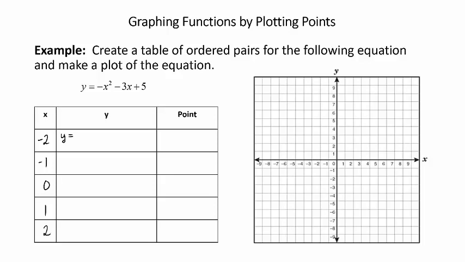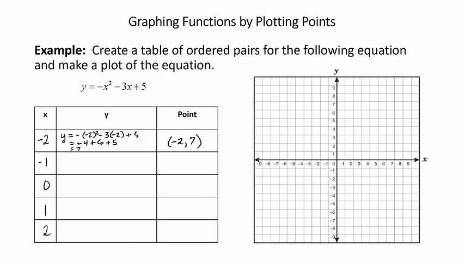Okay, so when x is -2, y is, let's see, negative times the quantity -2 squared minus 3 times -2 plus 5. Okay, so -2 squared is 4, but we have the negative out in front, so we have -4. -3 times -2 is +6. And then we're adding 5 to that. So -4 plus 6 is 2. 2 and 5 is 7, right? Okay, so when x is -2, y is 7. So the ordered pair is -2, 7.